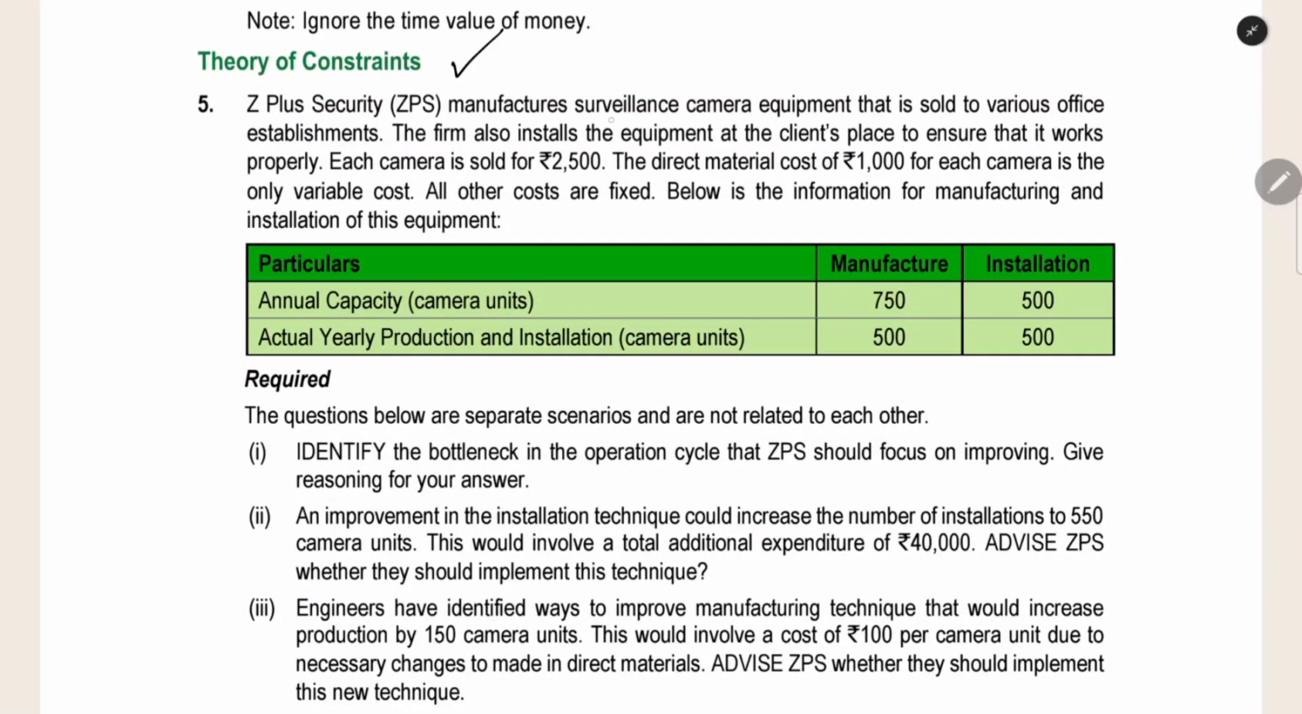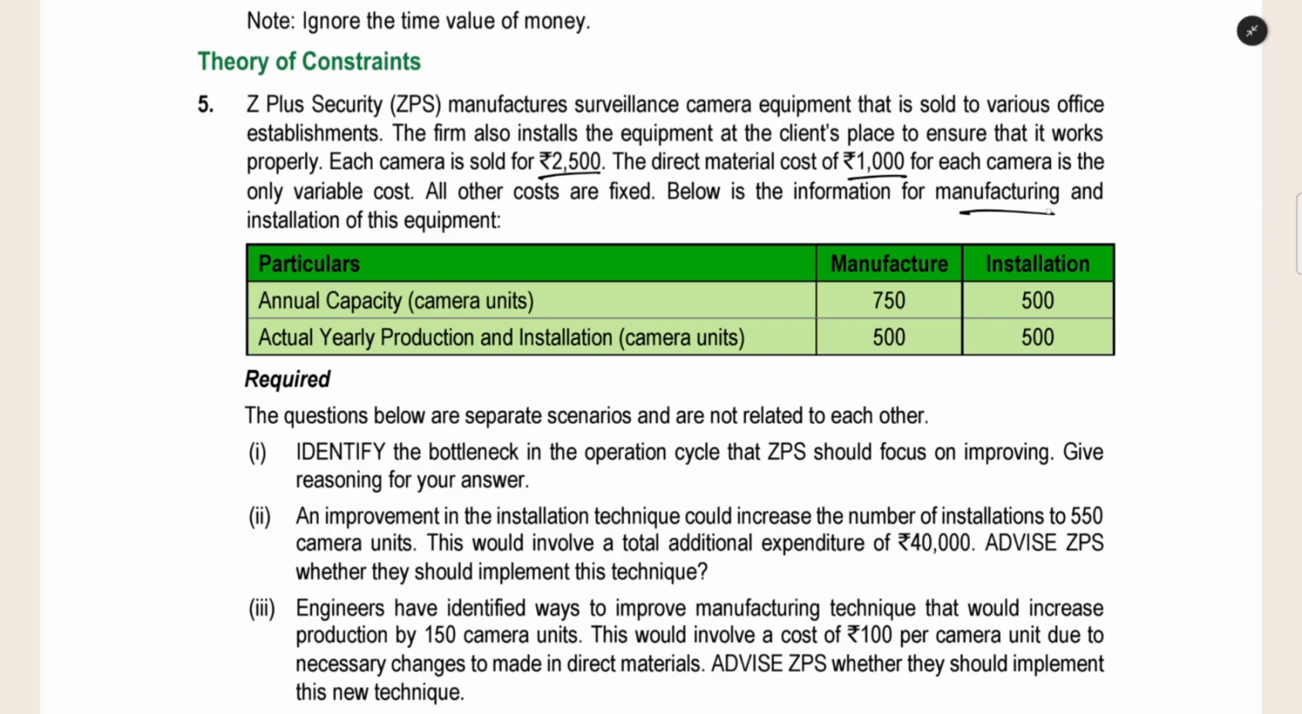The company manufactures surveillance camera equipment that is sold to various office establishments. It also installs equipment at the client's place to ensure that it works properly. Each camera is sold for 2,500. They are selling CCTV cameras. The selling price for each camera is 2,500. Material cost is 1,000 for each camera. It is the only variable cost. All other costs are fixed.